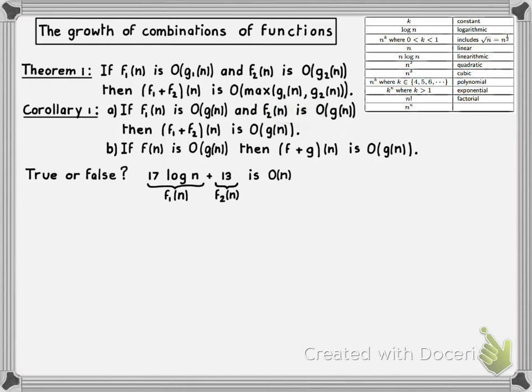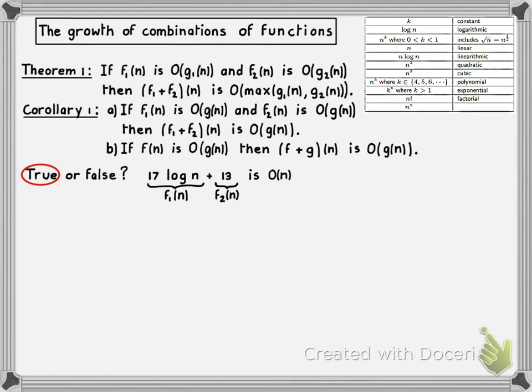So now we can use the table, or you should remember that big O of log n grows faster than big O of 1. Therefore, the sum of these two functions is big O of log n. Now we can use the table a second time, or again you should really remember that the linear function f of n equals n grows faster than the function log n. Therefore, if this function is big O of log n, it's also big O of n. So the answer to this question is true.